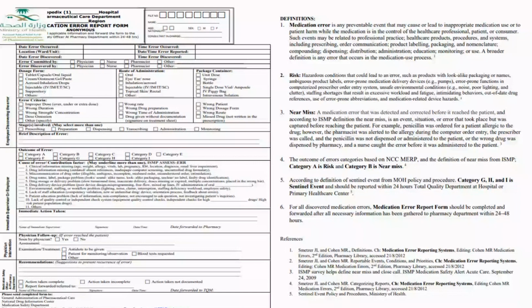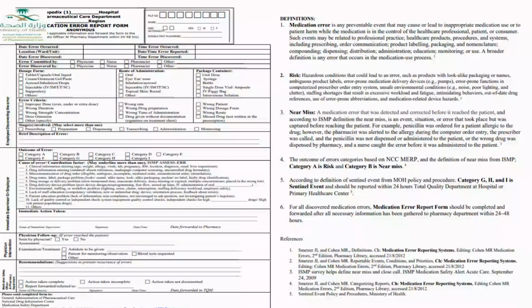You need to identify what the medication errors are, what the risk is, what the definition of a near miss is, and what the different categories are for classifying the outcome of errors. But you need to specify. This is the form that we have used for a long time, since before 10 years ago, and now we have converted to electronic documentation. Most features of the manual documentation resemble the electronic form.